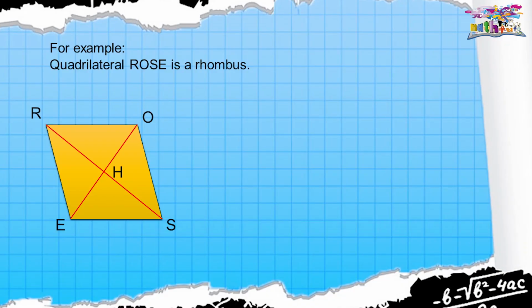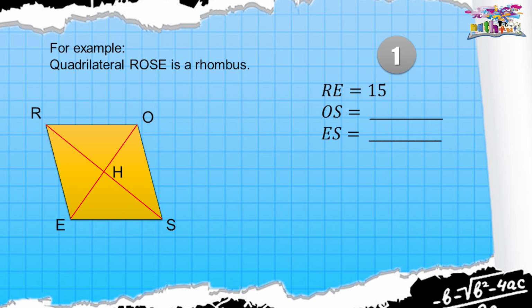Let us apply these characteristics of rhombus to quadrilateral ROSE. First, let us find how long is OS given the length of RE, which is 15. Since ROSE is a rhombus, and we all know that rhombus is a parallelogram, thus, its opposite sides are congruent. Hence, RE is equal to OS. Therefore, OS is equal to 15. ES is also one of the sides of rhombus ROSE. Since rhombus has four congruent sides, therefore, ES is also 15.